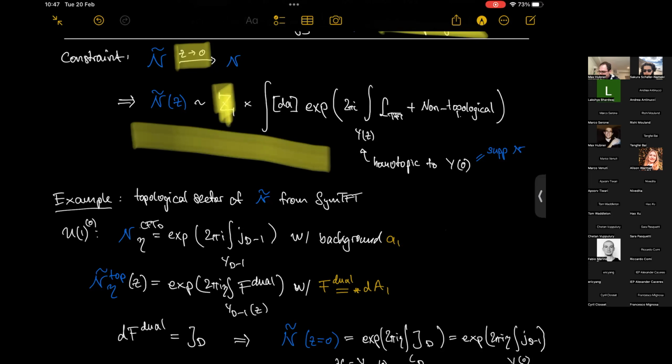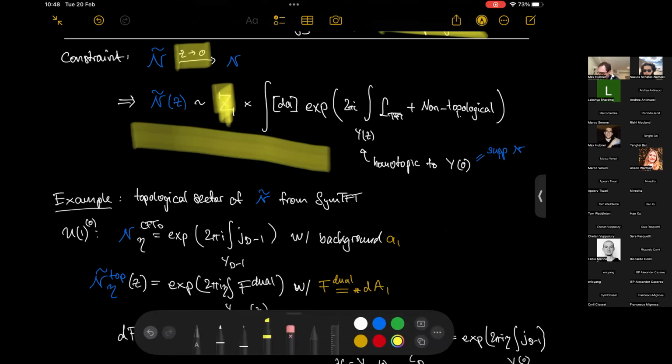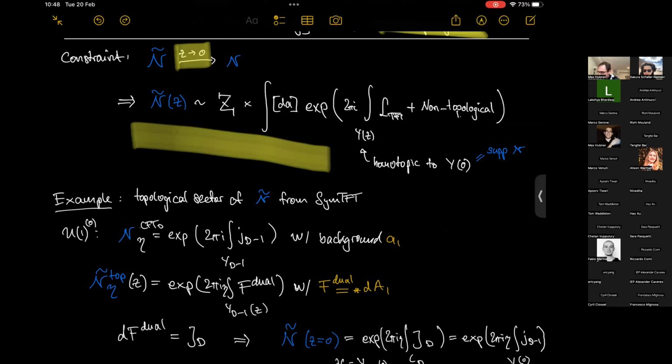There is some vector out front, Z, which I'm going to address momentarily. Then there's the TFT part of the symmetry operator that needs to hang around here. And then there are some non-topological terms which are going to be turned off in this limit, but they are relevant in the bulk.